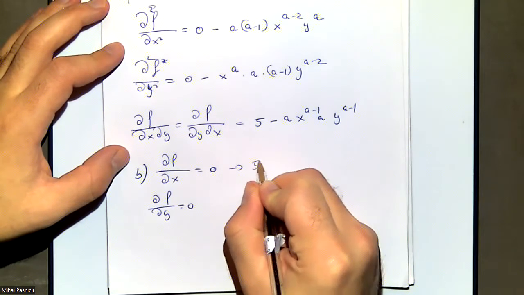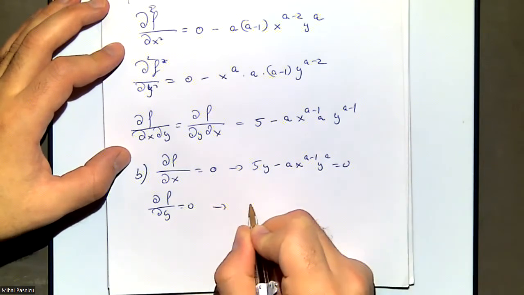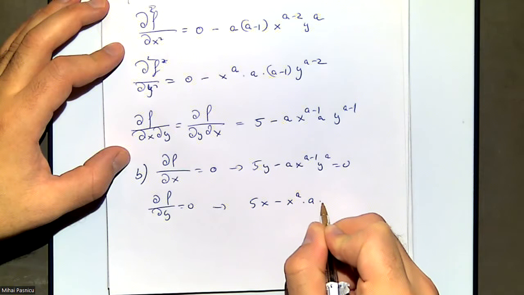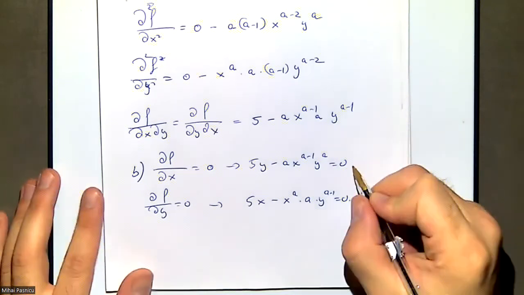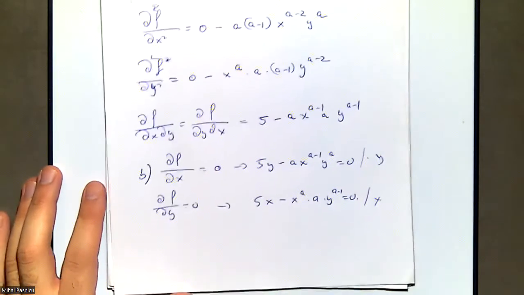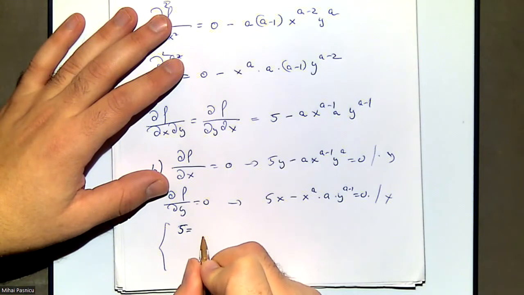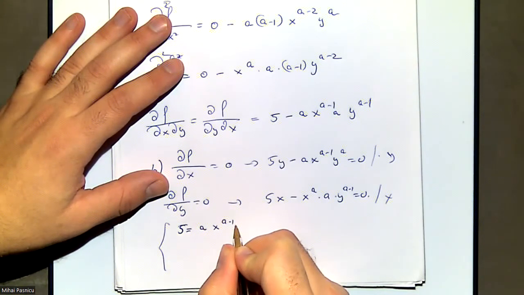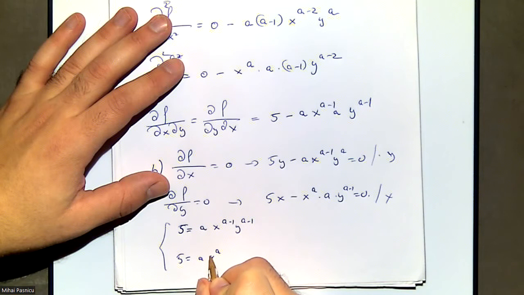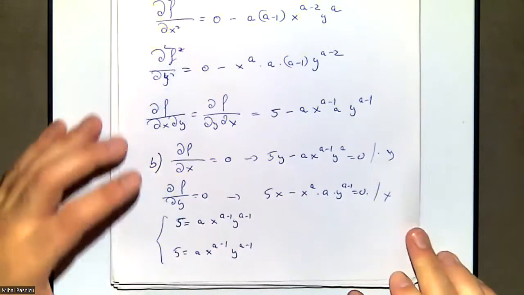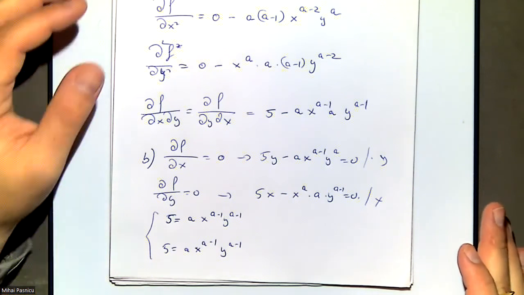So you just set them equal to 0, and you get 5y minus a x to the a minus 1, y to the a is equal to 0, and then you get 5x minus x to the a times a times y to the a minus 1 is equal to 0. Perfect, I agree. Then most of you said, let's divide by y and divide by x, and you get the system of equations: 5 is equal to a x to the a minus 1, y to the a minus 1, and 5 is equal to a x to the a minus 1, y to the a minus 1. Everyone understand what I'm doing here? I hope there's no confusion. Okay, cool.